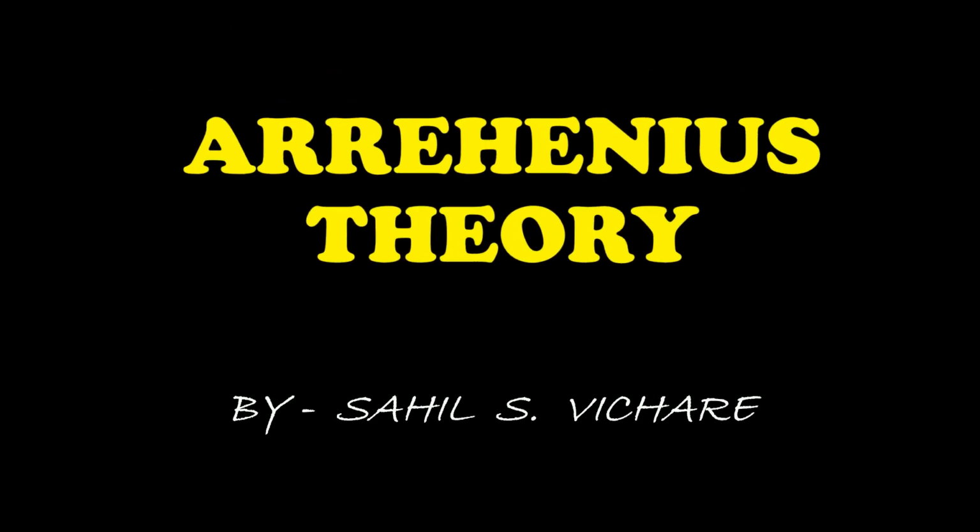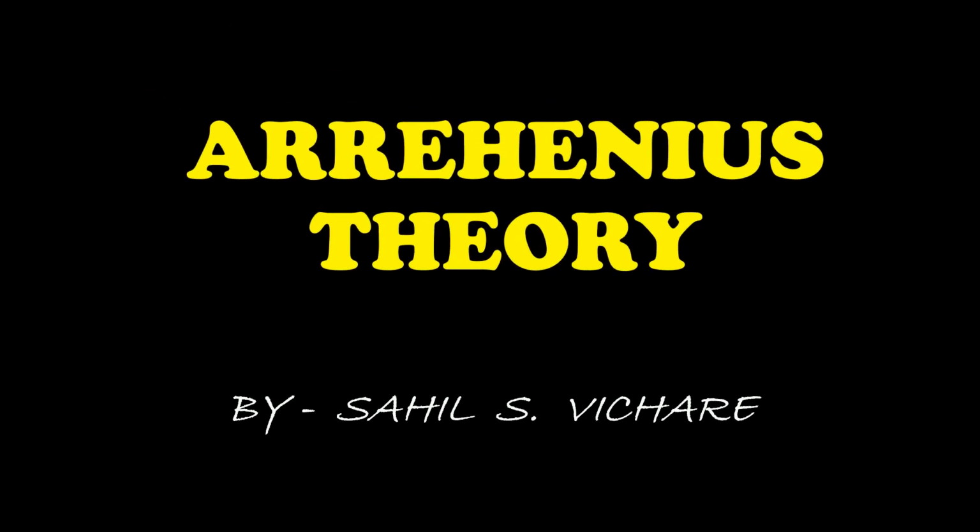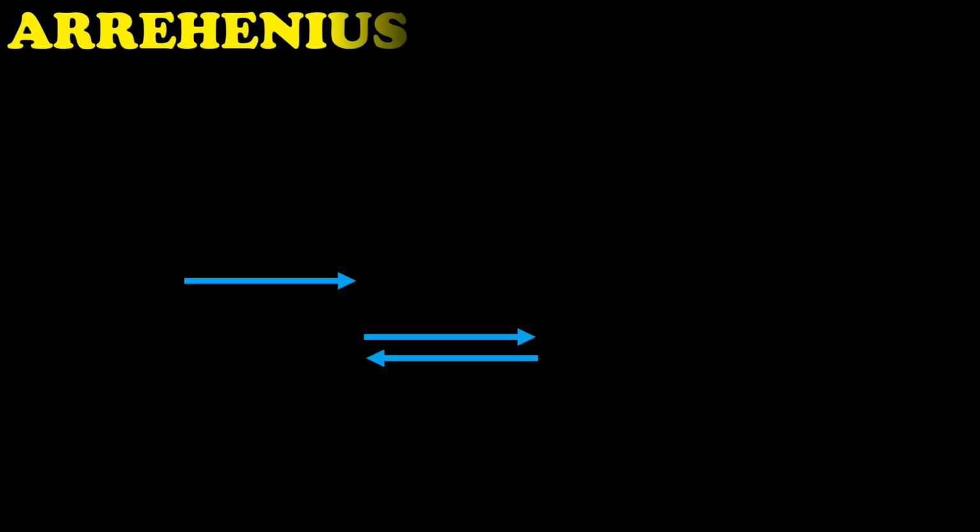In this video, we will be understanding a very short topic, that is Arrhenius Theory. Now, what is this Arrhenius Theory? The main motive of this Arrhenius Theory is to help us distinguish between an acid and a base. Okay, so let's see what Arrhenius Theory has to tell us.